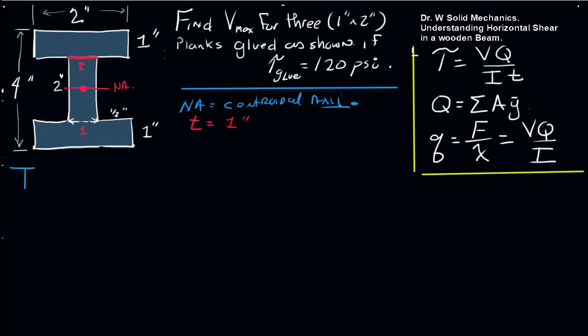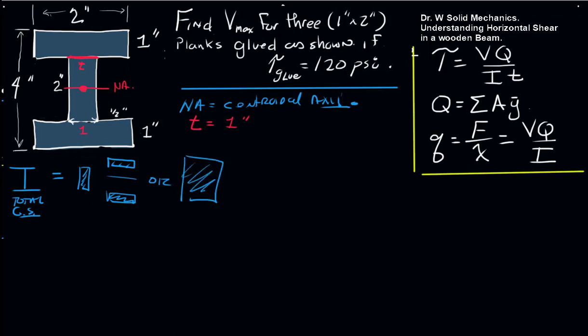So we need to find I, and that's of the total cross section. It has nothing to do with the Q, and it's a constant. And there are a few ways to do that. One way would be to do it as the center portion plus the 2 wings, or we could do it as a large box minus the 2 smaller holes.